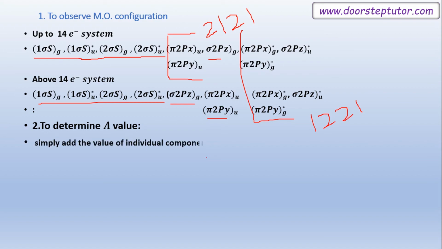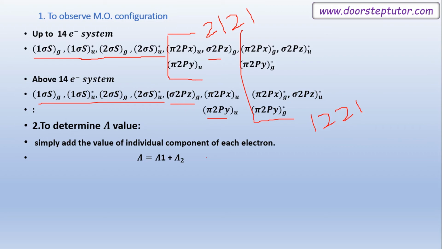So to determine the lambda value, what is the lambda value? We have already seen that the lambda value is nothing but the total orbital angular momentum of an atom. So how do we determine the lambda value? Simply add the value of the individual component of each electron. Please remember, students, this is a very important point.